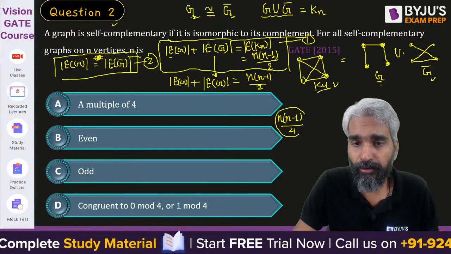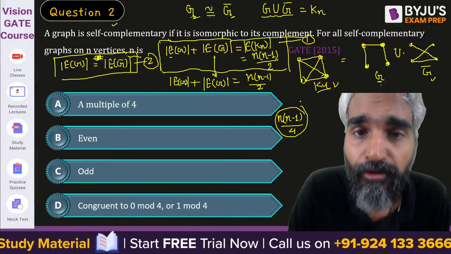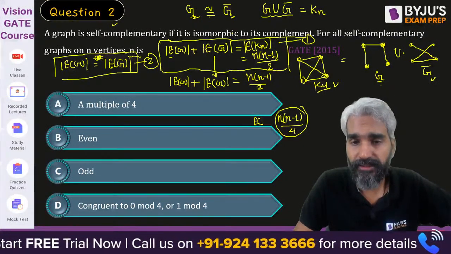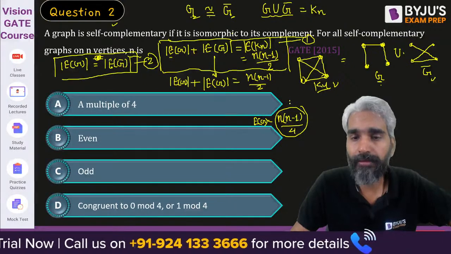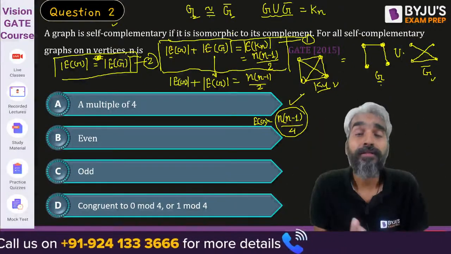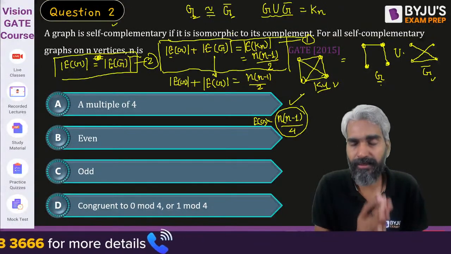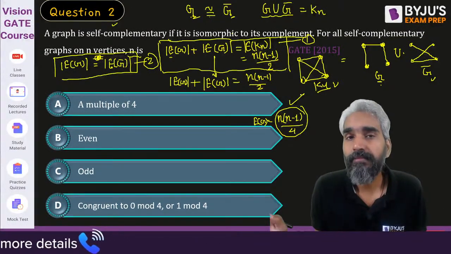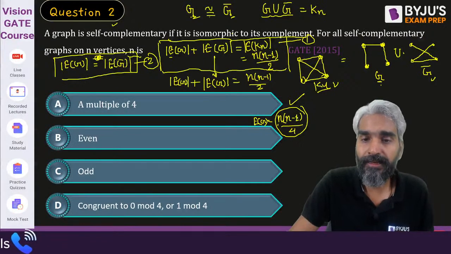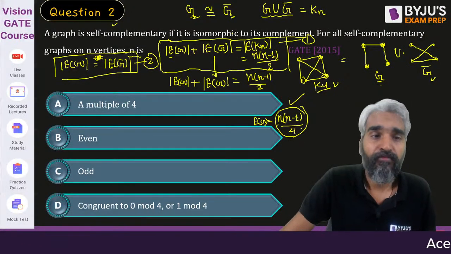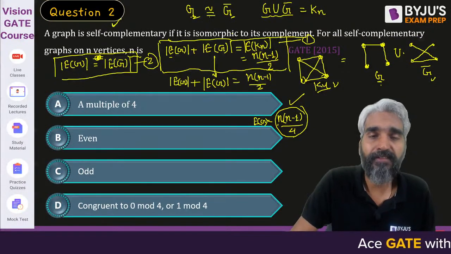Now please try to understand, if the graph is self-complementary, then the number of edges in G will be equal to n into n minus 1 by 4. And we know that in a graph, the edges cannot be fractional. The number of edges will always be a perfect integer. Therefore, this n into n minus 1 by 4 must be an integer for this graph G to be self-complementary.